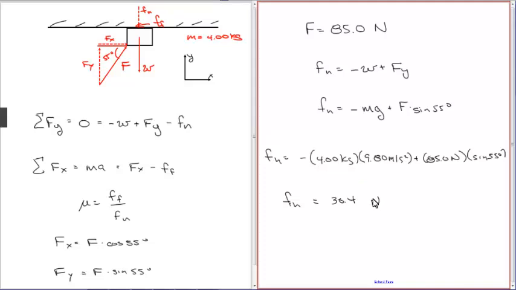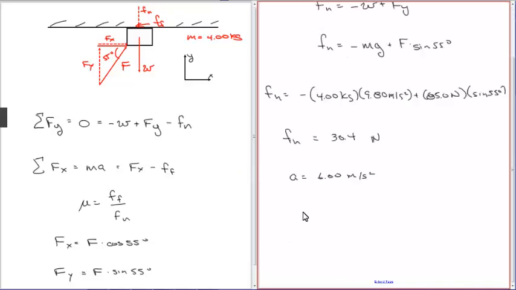Okay, what else do we know? The block accelerates at 6.0 meters per second squared, so we know a is also 6.00 meters per second squared. So now we can go to the second equation, which is up here somewhere. Here it is, this one right here. And we can solve for F sub f. So F sub f is equal to the mass times the acceleration. Actually, it's going to be minus. If we add this to both sides and subtract this from both sides, we'll end up with F sub x minus mass times acceleration.